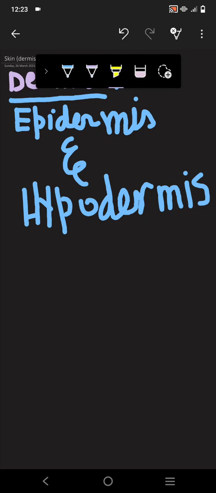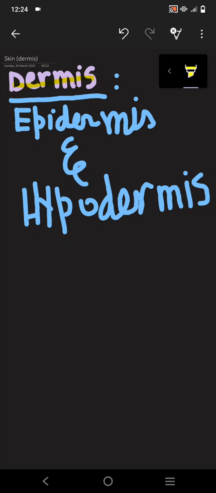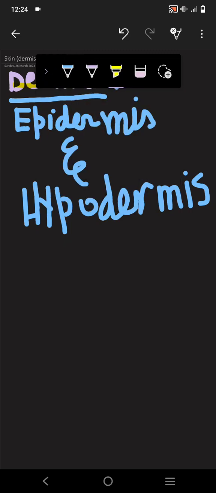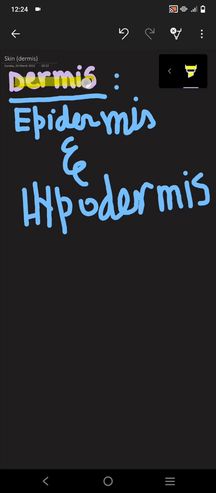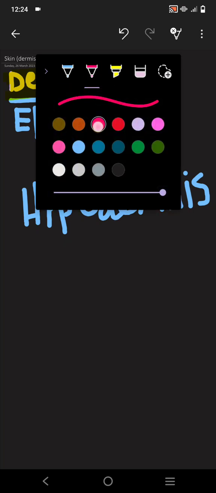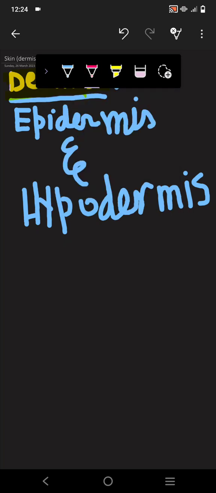Okay, so the dermis layer is also a protective layer. It contains many different structures. Let me highlight it. Okay, so it contains, as I told you, many different structures. So let's see what it contains.